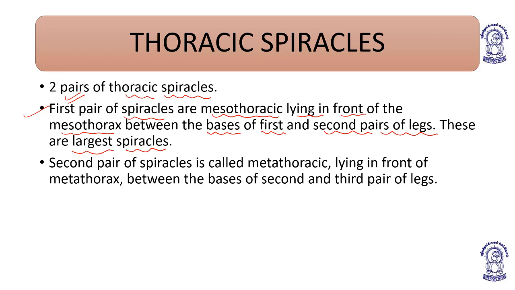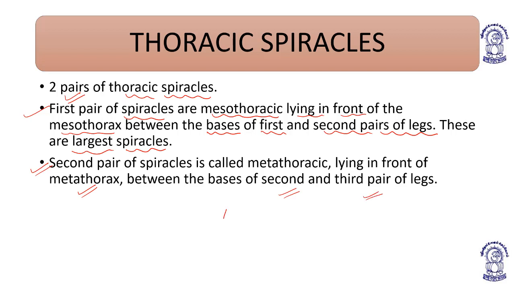So there are two pairs of thoracic spiracles. The first pair of spiracles are mesothoracic and they lie in front of the mesothorax between the bases of first and second pair of legs. Understood? These are the largest spiracles. The second pair of spiracles is called metathoracic spiracle, which lies in front of the metathorax between the bases of second and third pair of legs.